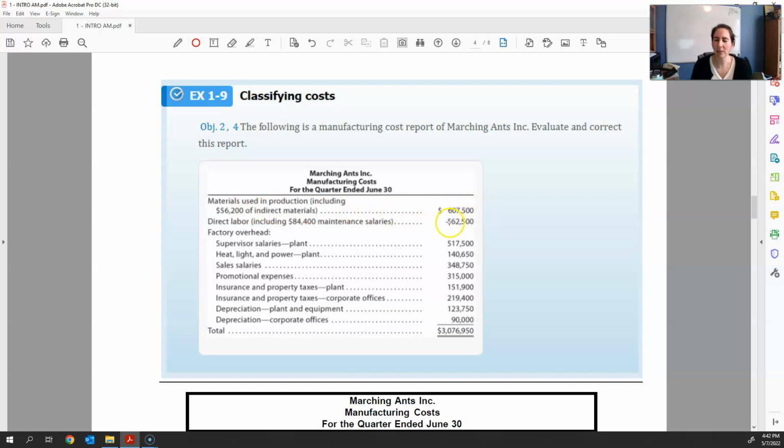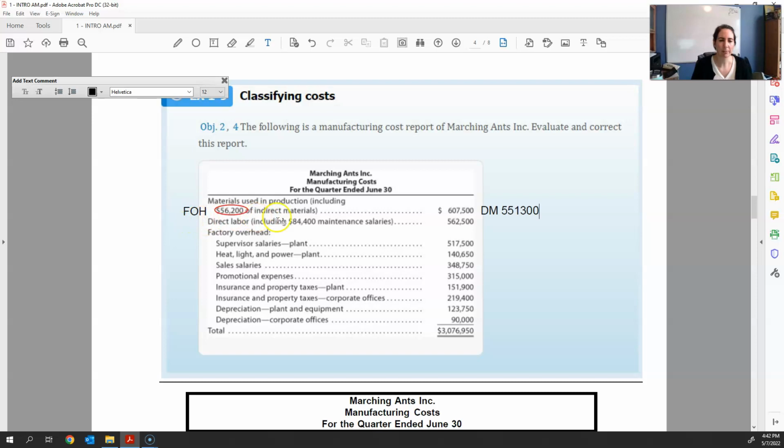Okay, so this is the cost of materials, but not all of it is direct materials because 56,200 of it is indirect materials. And we know from our conversation earlier, indirect materials is actually factory overhead. That means the other, let's see, 607,500 minus 56,200 is 551,300 of this are direct materials. Which is 607.5 minus the 56.2. All right, they tell us the same thing here.